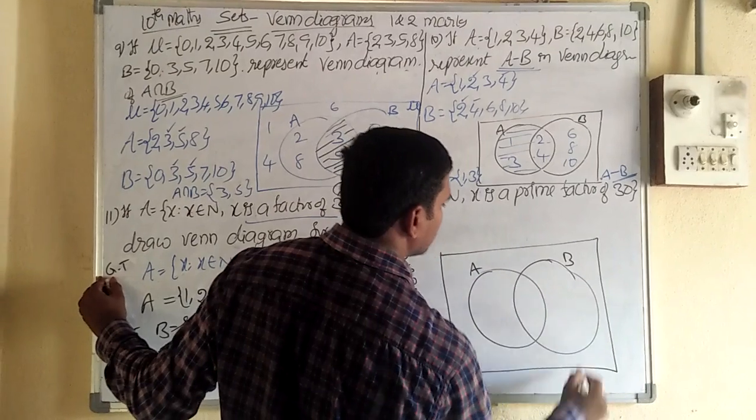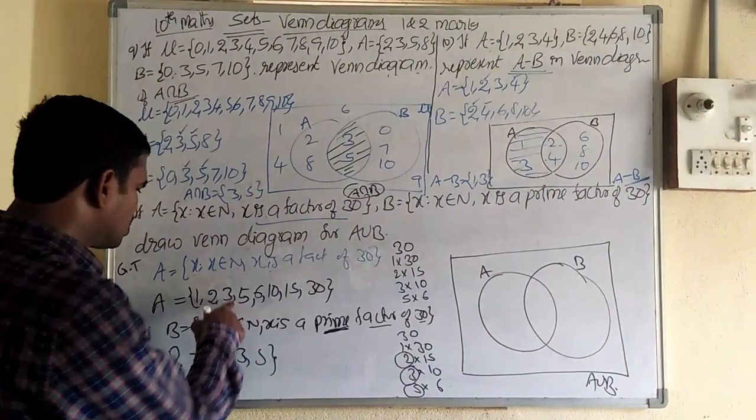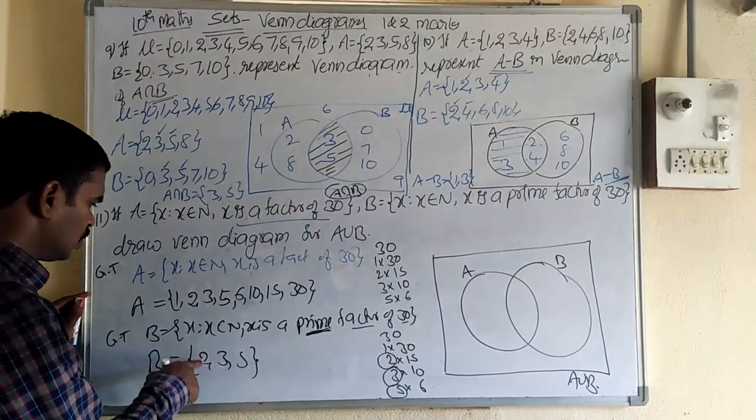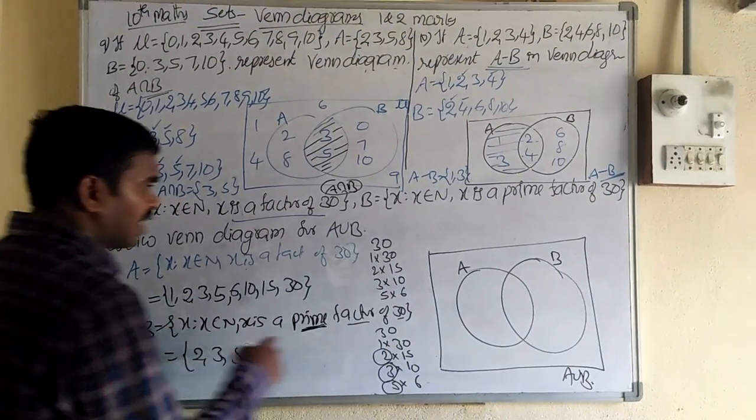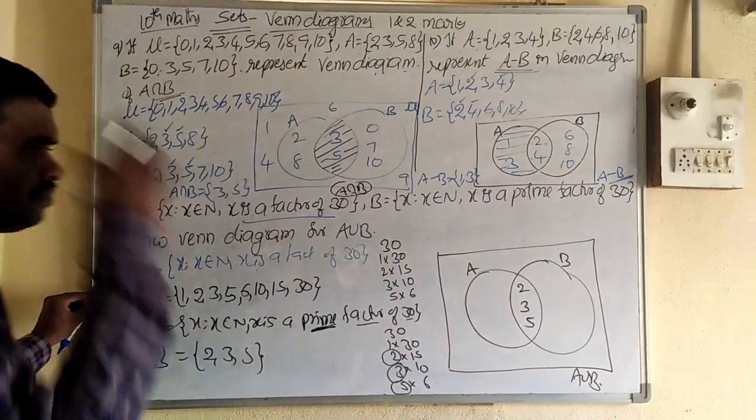A, B. So we want A union B. What are the common elements in both? First of all, 2, 3, 5. So 2, 3, 5 are common elements.